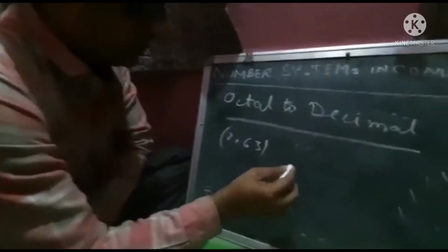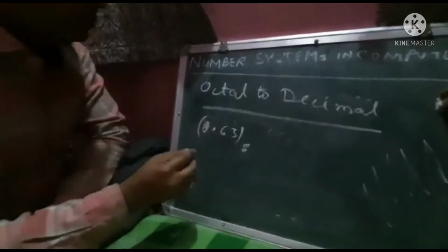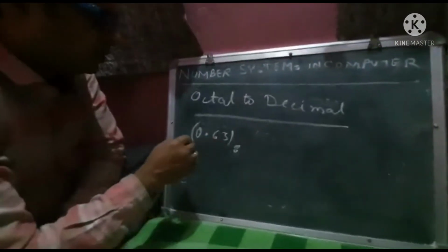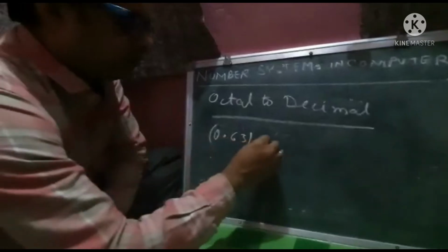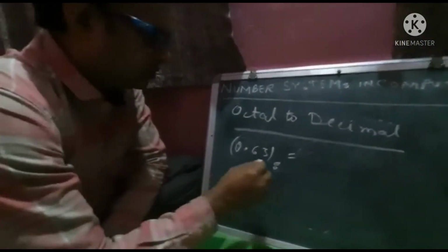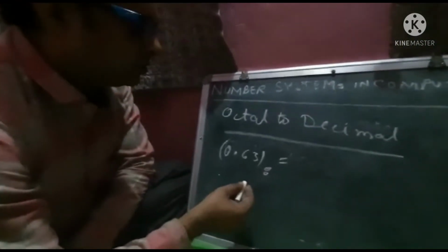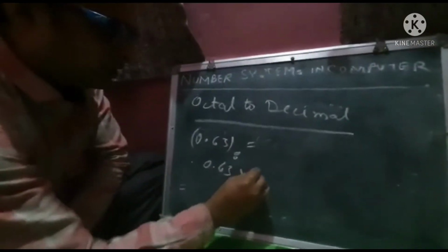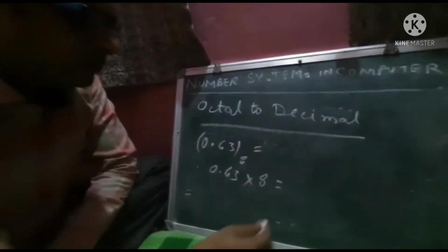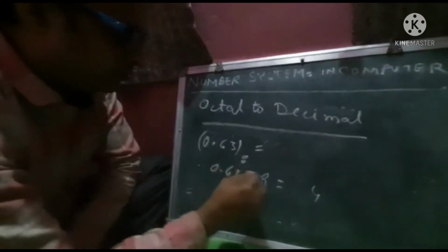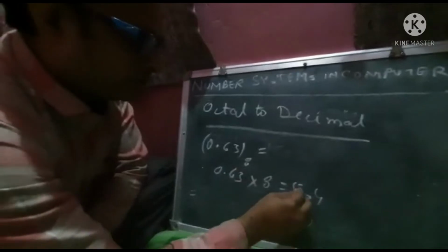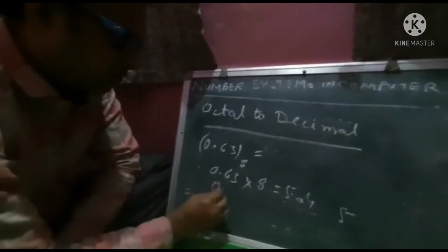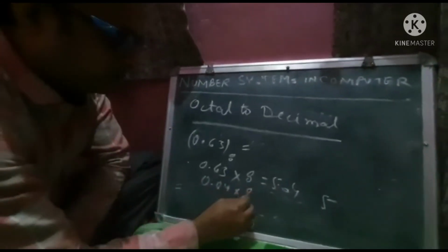0.63 in octal. Let us convert it. The process is similar to the conversion of decimal to binary. We take the number 0.63, which is the fractional part, and we multiply it with 8. Now 0.63 multiplied by 8 gives me 5.04. We take the integer part of this as 5, and we take the fractional part 0.04 and again multiply it with 8.